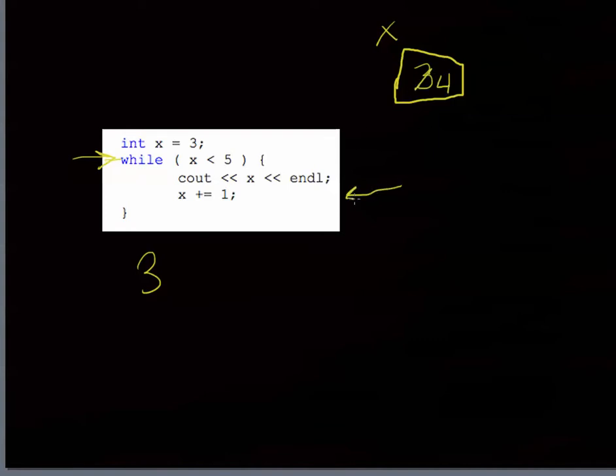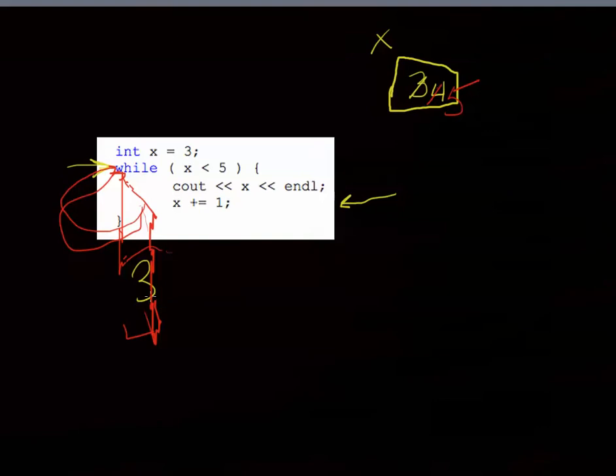Okay, so we're right here. Once we hit that, and switch over to another color here, once we reach this x plus equals 1, we're going to go right back up to the while loop. We're going to check whether or not 4 is less than 5. Yes, certainly it is. I'm going to print out 4. I'm going to get the x plus equals 1. Now I've got it at 5. I'm going to go right back up around to this while loop again. And now 5 is not less than 5, so the while loop stops. And so our final printout will just be up there.